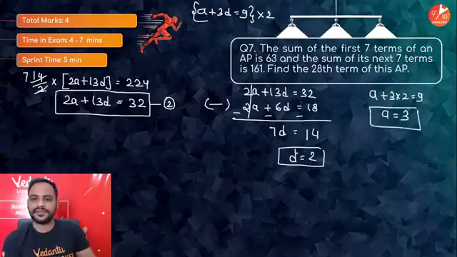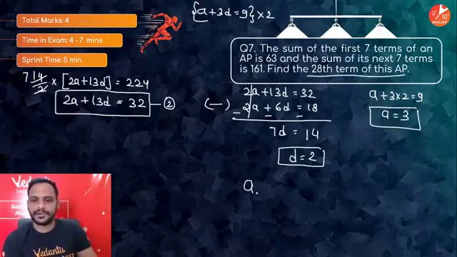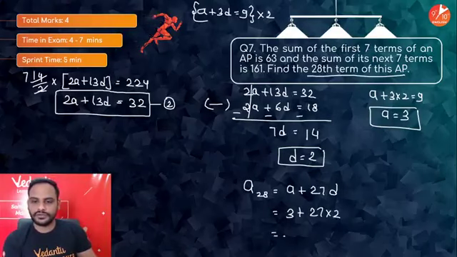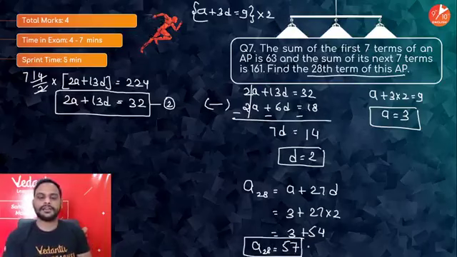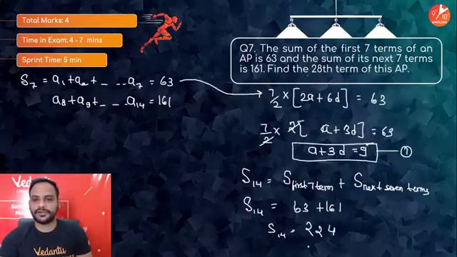So first term is 3. Common difference is 2. What are they asking? The 28th term. So I can clearly say the 28th term is a plus 28 minus 1, which is 27d. So 3 plus 27 into 2, which is 3 plus 54, which means the 28th term is 57. Alright, so this is how this question will be solved.